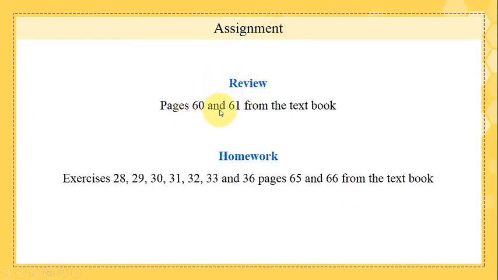Assignment. Review pages 60 and 61 from the textbook. Homework. Exercises 28, 29, 30, 31, 32, 33 and 36 pages 65 and 66 from the text.